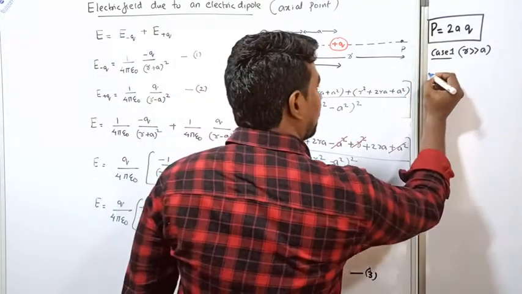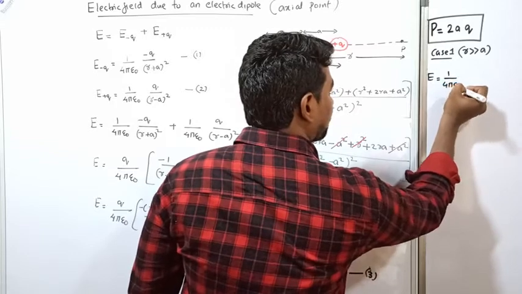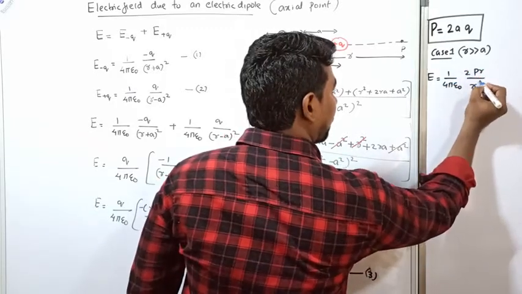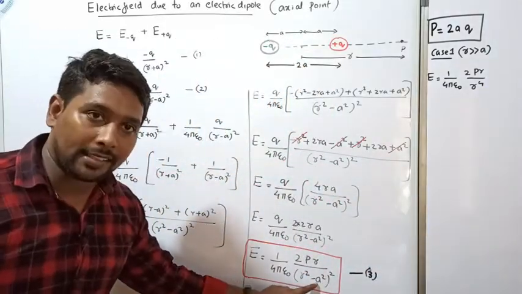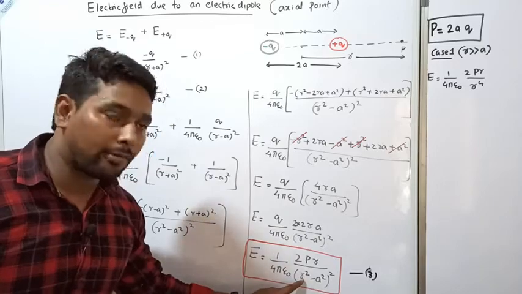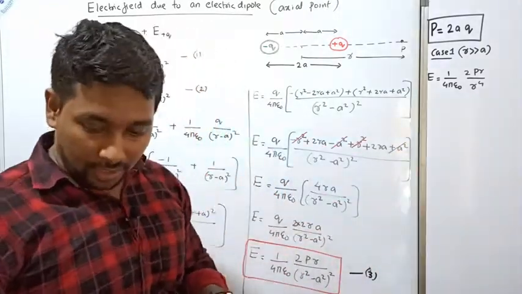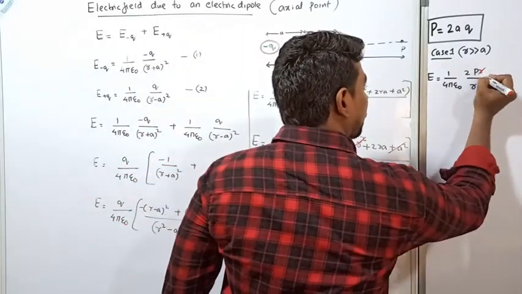Our equation for electric field becomes E is equal to 1 by 4 pi epsilon 0, 2pr by r raised to 4. How does it become r raised to 4? Here a square gets cancelled. That means the only term left over is r square the whole square, which will be r raised to 4. Here you can see there is an r in the numerator and denominator, you can cancel one.